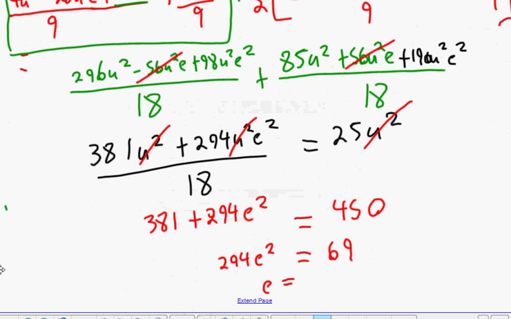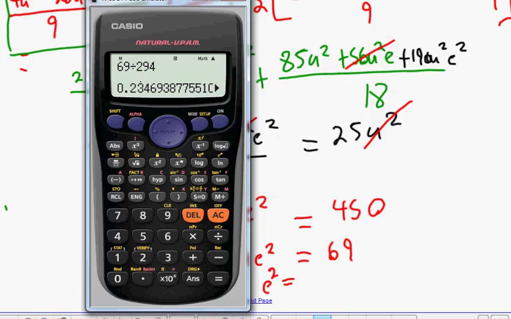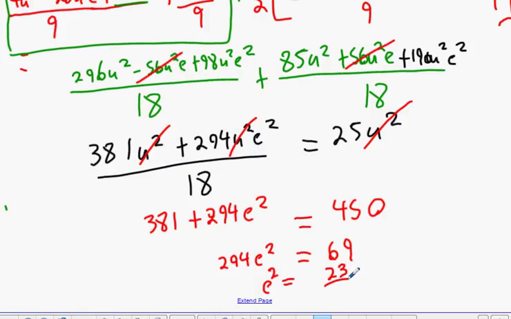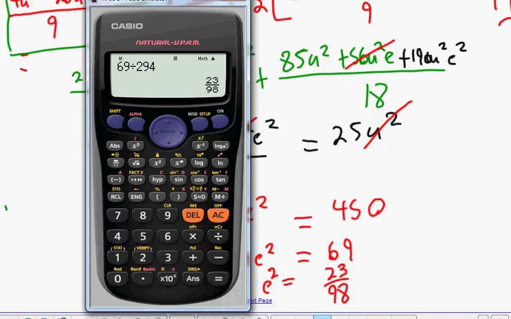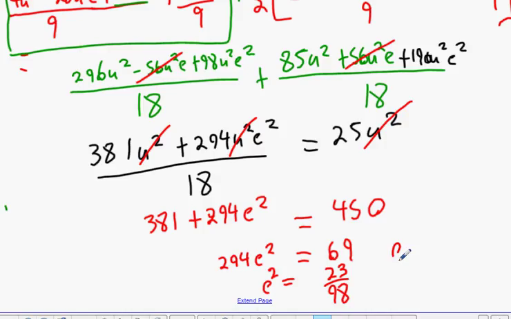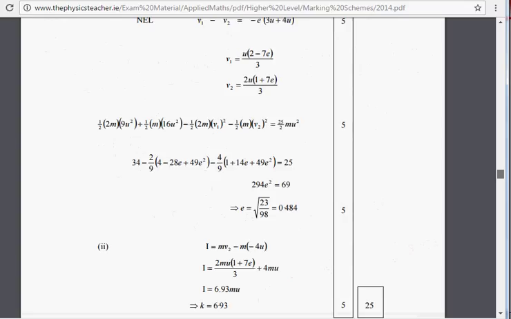Okay, guys. So we got e squared equals what is that fraction? 23 over 98. Root the answer. So root the answer. We get ourselves a nice 0.48445. And there we are, nice mark scheme there, we got it right.